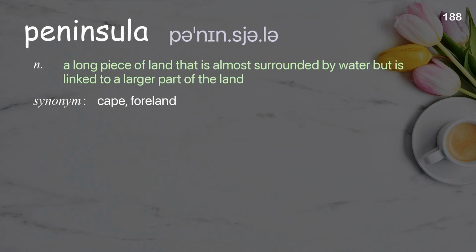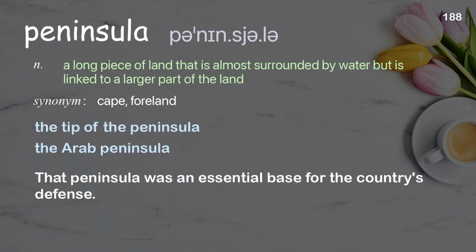Peninsula: a long piece of land that is almost surrounded by water but is linked to a larger part of the land. Examples: The tip of the peninsula. The Arab Peninsula. That peninsula was an essential base for the country's defense.